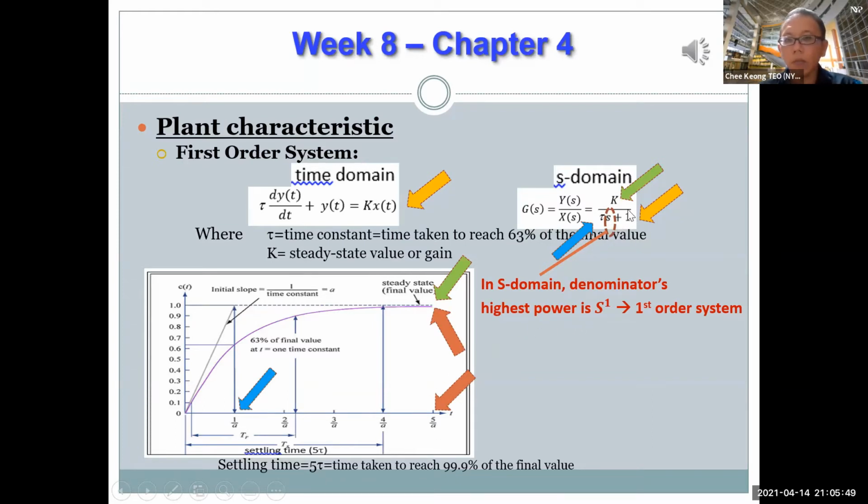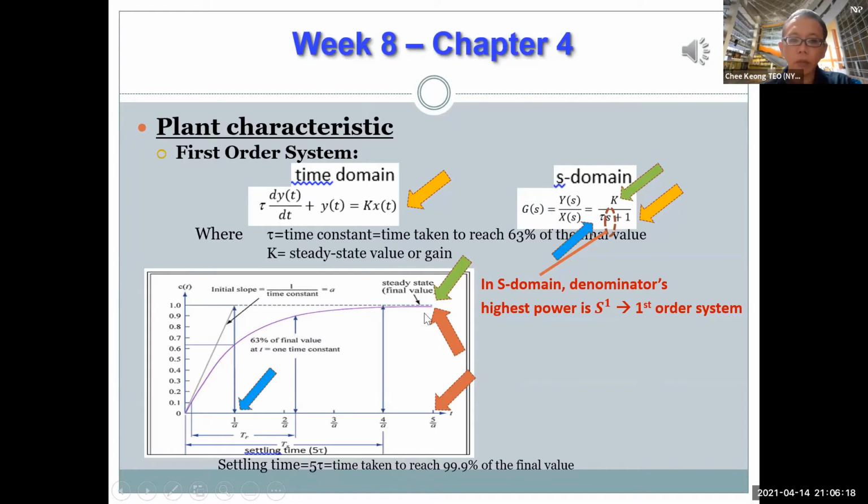So basically, how you determine whether a transfer function is a first order transfer function, we always look at the denominator of the transfer function. Usually in any control, the denominator is more important than the numerator. We look at the highest power, and for this case the highest power is s to the power 1, so this is a first order system, right?